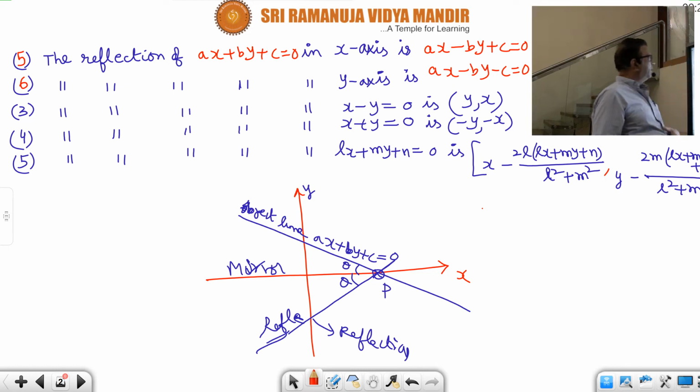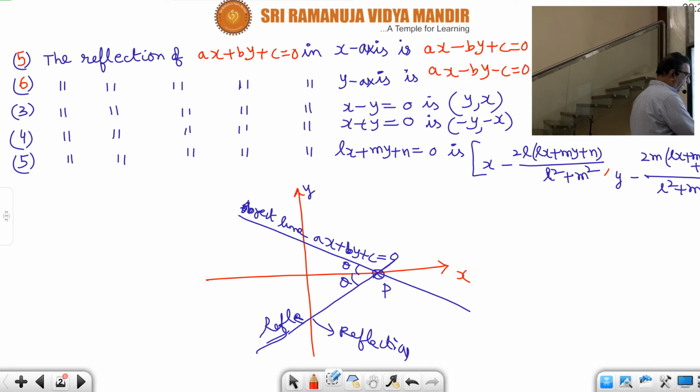So this is the surprise. The reflections of the same line in two mutually perpendicular lines are not perpendicular but parallel. So why is this happening? Let us see the reason.